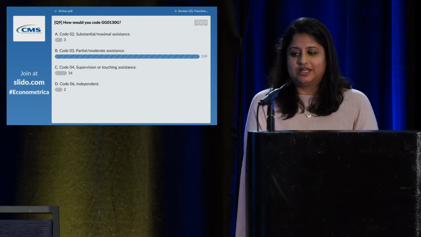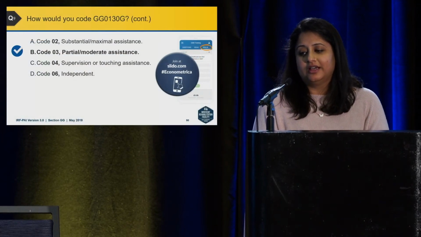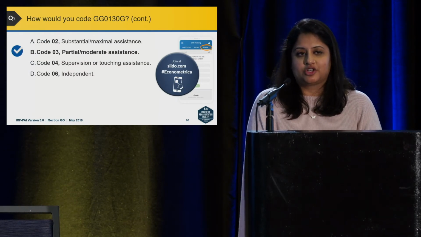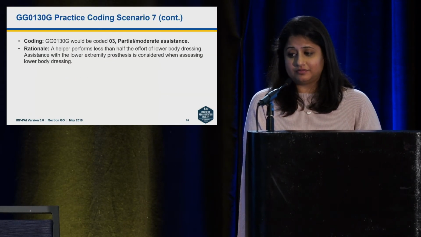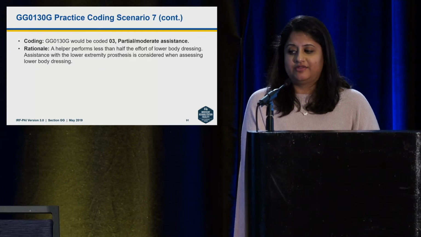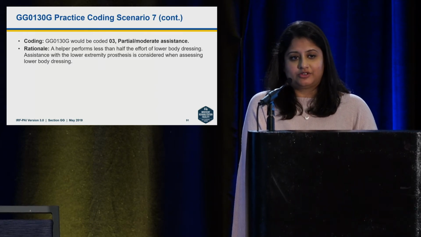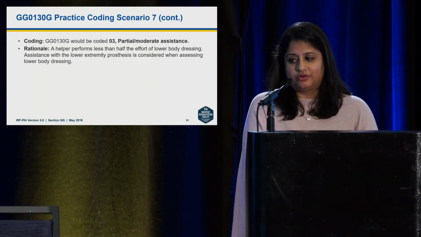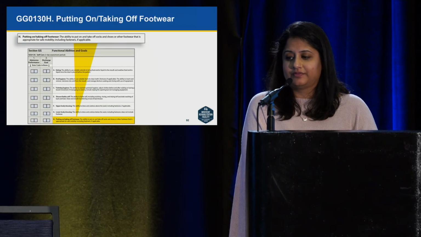All right, let's go ahead and take a look at the correct answer. And it is B, 03, partial or moderate assistance. A helper performs less than half the effort of lower body dressing. Assistance with lower extremity prosthesis is considered when coding lower body dressing. So that's why the answer is 03, partial or moderate assistance.